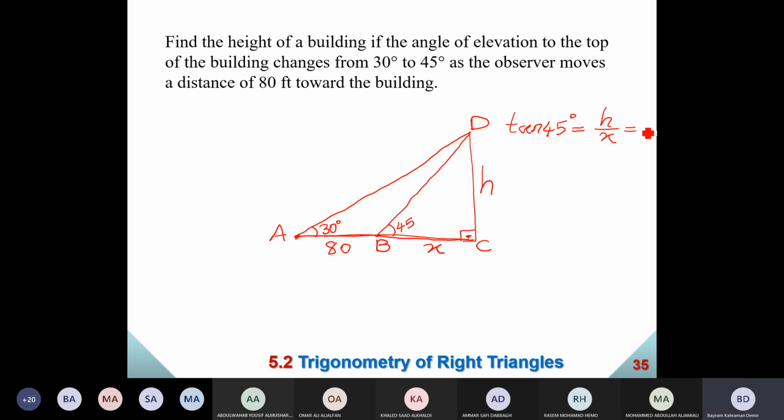It must be equal to 1, of course. Tangent 45 is 1, so that means the h must be equal to x. H and x must be the same. That is the first step. And now look at the bigger triangle with 30 degrees. So let's use the tangent of 30, Shabab.